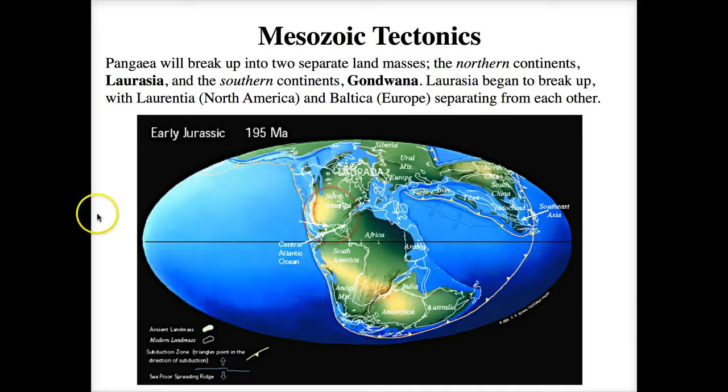So when you get up into the early Jurassic, right, Pangaea will break up into two separate land masses. The northern continents, it's a little hard to read in here, but this is Laurasia, right, and that's North America and Asia together, and Europe. And then the southern continent of Gondwana, or Gondwanaland. And that's down here, with South America, Africa, Antarctica, Australia, and India all together.